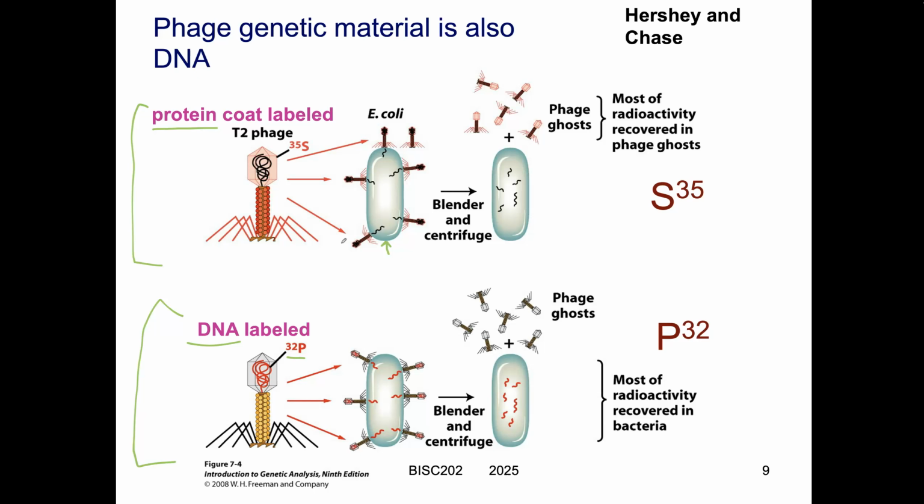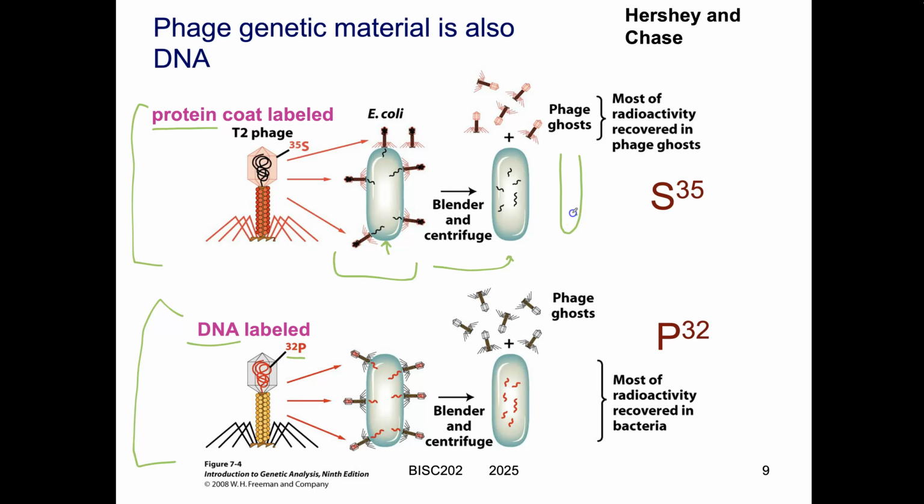And so the way this experiment was done is the infection process was allowed to proceed for a short period of time, and then you would put the cells and the phages into a blender. When you do this, it disrupts the process. So the phages are peeled off of the bacterial cells. And then you can centrifuge. So you put them in a tube and you spin.